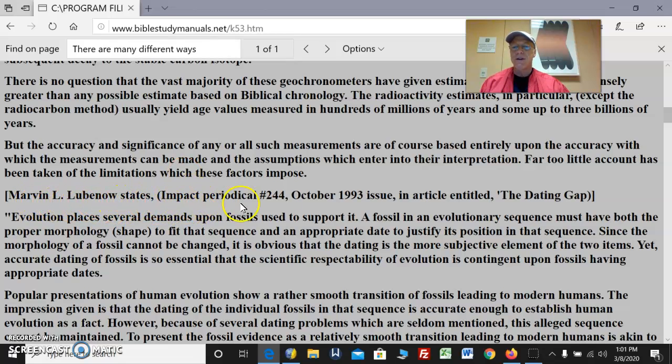Marvin Lubenow states, evolution places several demands upon fossils used to support it. Fossils in evolutionary sequence must have both the proper morphology or shape to fit that sequence and an appropriate date to justify its position in that sequence. Since the morphology of a fossil cannot be changed, it's obviously the conclusion that the dating is the more subjective element of the two items. Yet accurate dating of fossils is so essential that the scientific respectability of evolution is contingent upon fossils having appropriate dates.